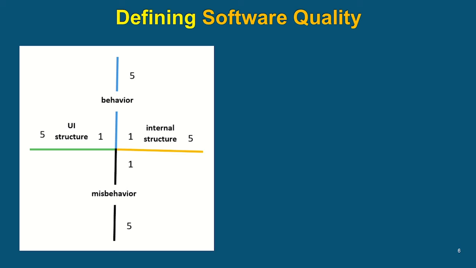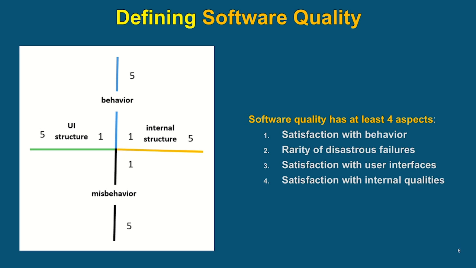Software quality is a complex concept. It's difficult to achieve without a clear definition and measures for its various aspects. The LightRM quality model suggests that software quality has at least 4 of these aspects: behavior, misbehavior, user interface structure, and internal design and code structure. User satisfaction with the software's behavior entails both functionality and external qualities such as responsiveness. If different user groups value different software behaviors, this would result in a weighted average of user group satisfactions.